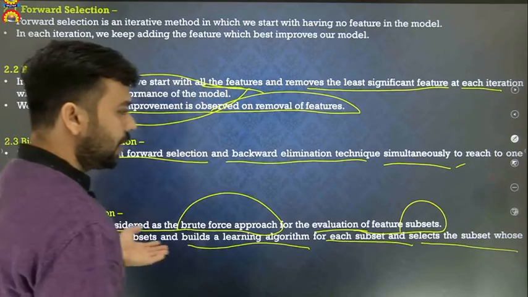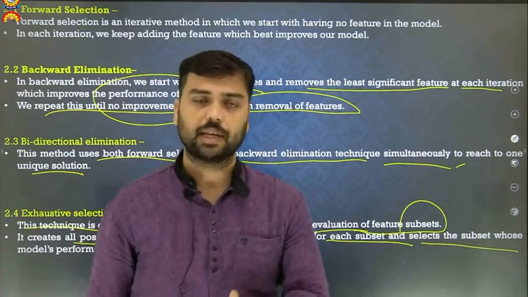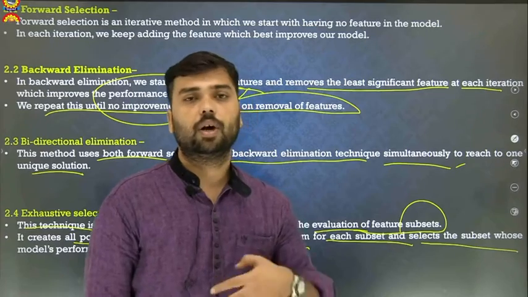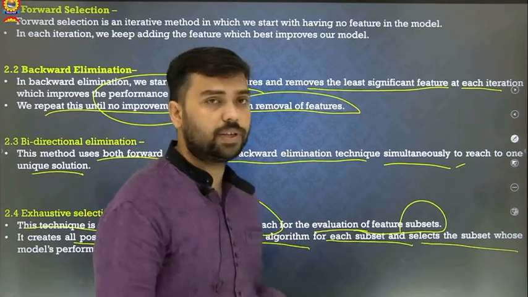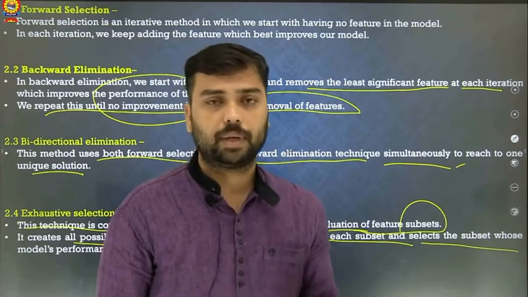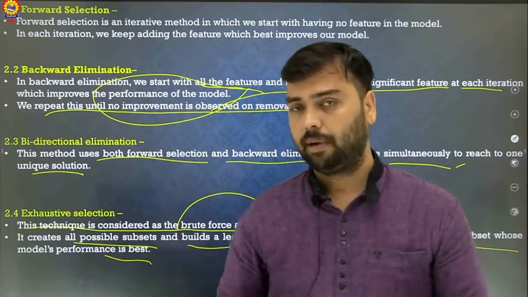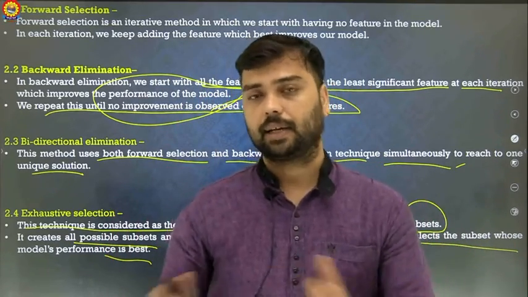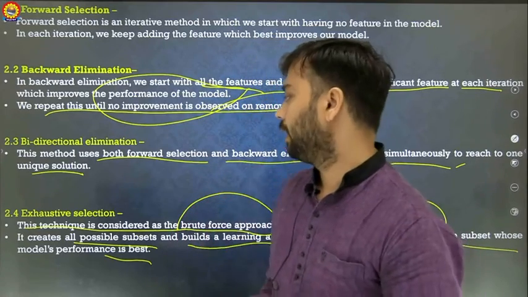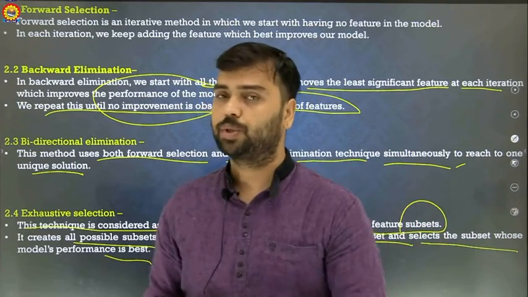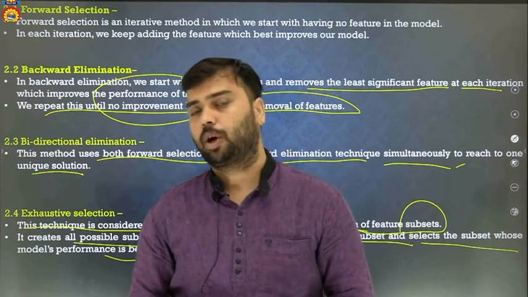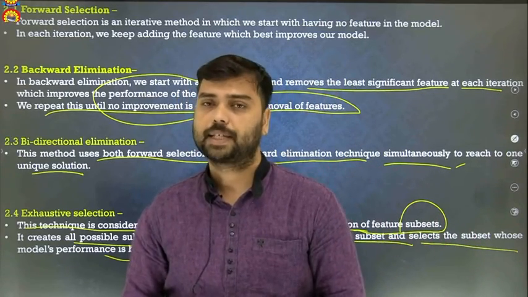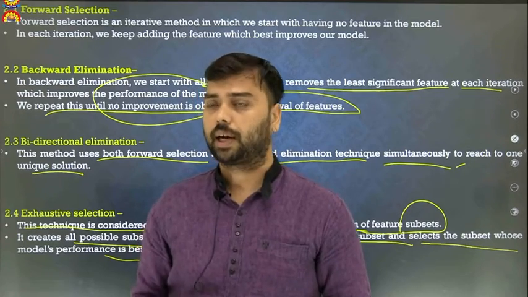So in forward selection, we start with empty features. In backward elimination, we start with all features. Then the third one is bidirectional selection. It means we start with the empty set and all features simultaneously, get the results, and compare which one is better. And exhaustive selection is a brute force method in which we take all possible combinations, and the best combination is taken for the target value generation.